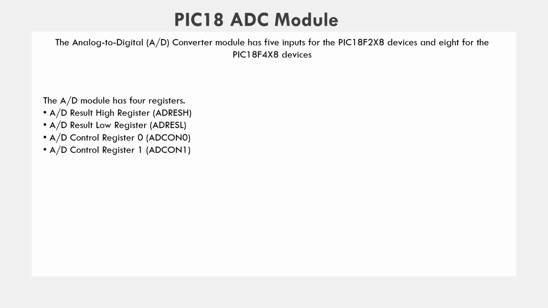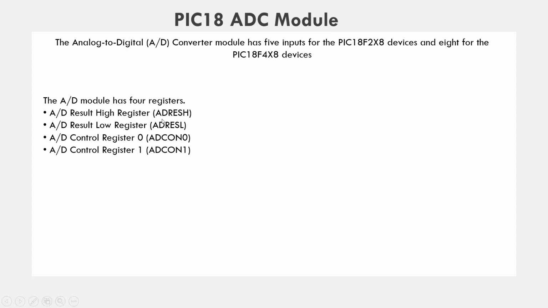In PIC18F458, the analog to digital converter module has 5 inputs for PIC18F248 devices, and for PIC18F458 it has a total of 8 inputs. There is only one ADC on the chip, but the inputs are multiplexed across the number of channels. This module has 4 registers associated with it.